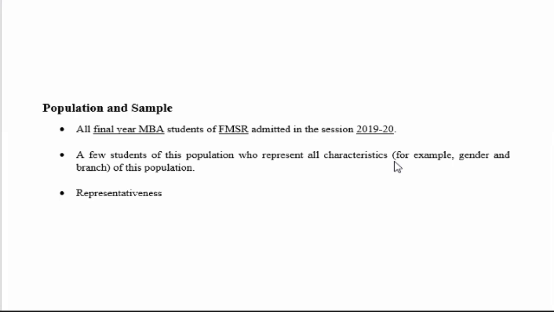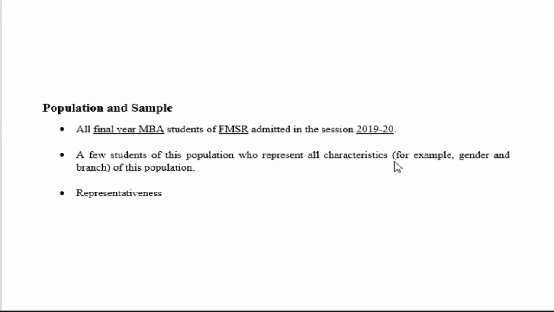But the second one, if a few students of this population who represent all characteristics are selected for some study, then that smaller group which represents the larger group is called a sample. And a sample should be representative of the population. By representative, we mean that all the characteristics possessed by the population should also be present in the sample.